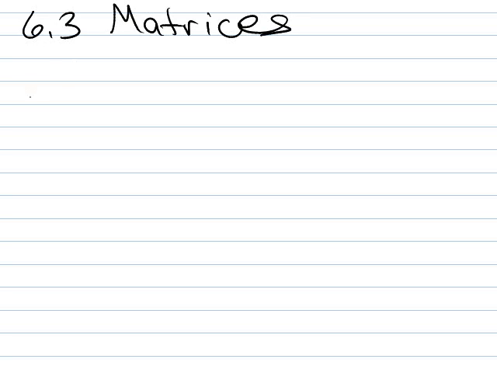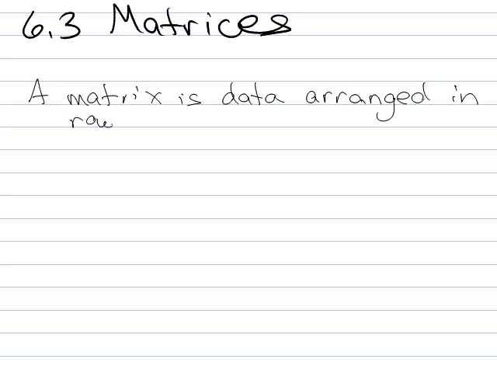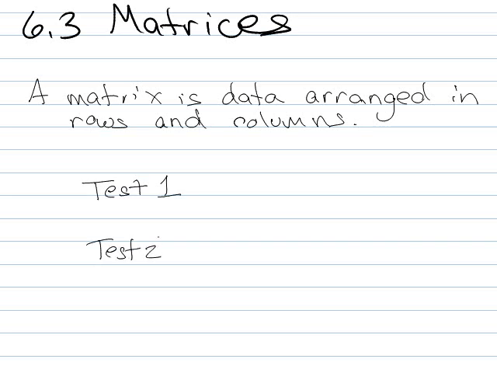So to get started, let's talk about what a matrix actually is. So we can say a matrix is data. Almost always it is data arranged in rows and columns. Okay? So say I've got some information. We have test 1, and I have test 2, and I have student A, student B, and student C.